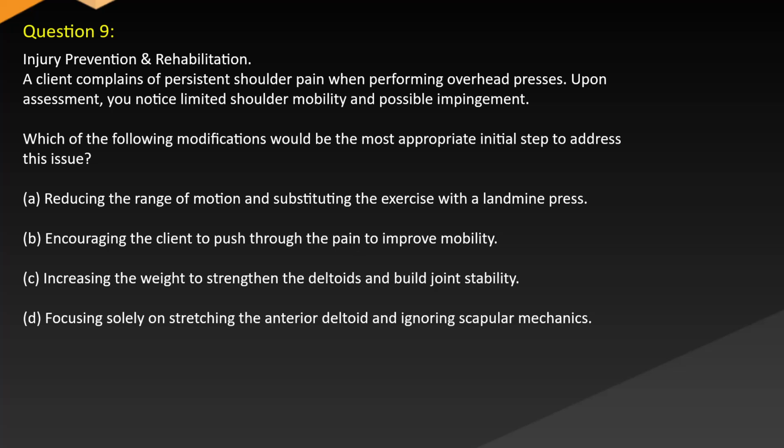A client complains of persistent shoulder pain when performing overhead presses. Upon assessment, you notice limited shoulder mobility and possible impingement. Which of the following modifications would be the most appropriate initial step to address this issue? A. Reducing the range of motion and substituting the exercise with a landmine press. B. Encouraging the client to push through the pain to improve mobility. C. Increasing the weight to strengthen the deltoids and build joint stability. D. Focusing solely on stretching the anterior deltoid and ignoring scapular mechanics.